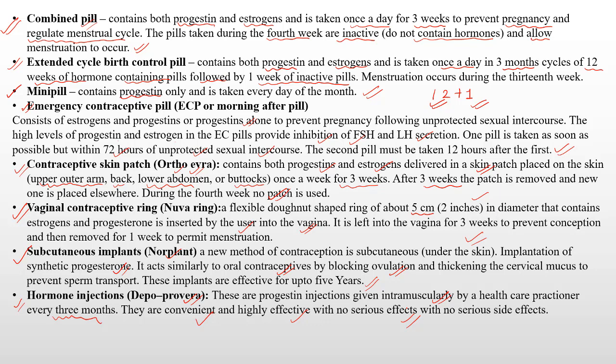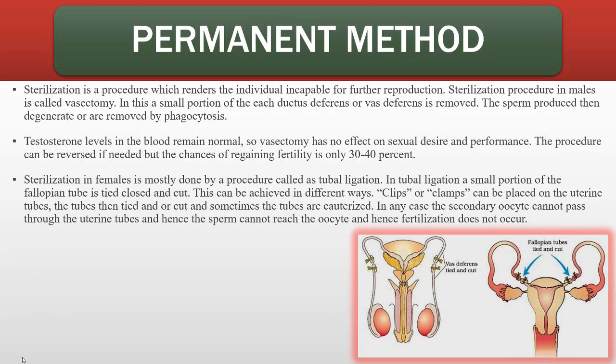I hope all the different types of pills and hormonal contraceptives, which are very commonly asked in competitive exams, are understood by you. If you are having any problem, please write in the chat box. Now, coming next is the permanent method, and we are going to start the permanent method in the next class, or the next lecture.